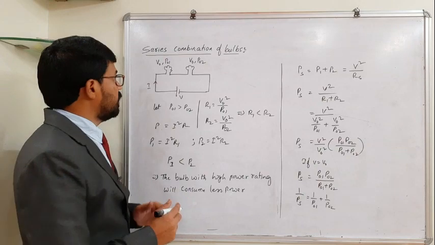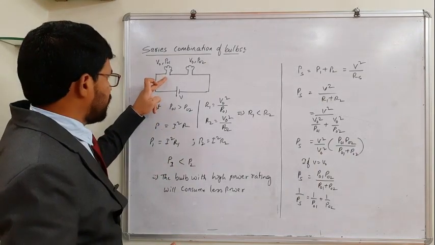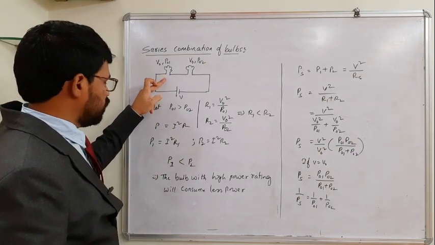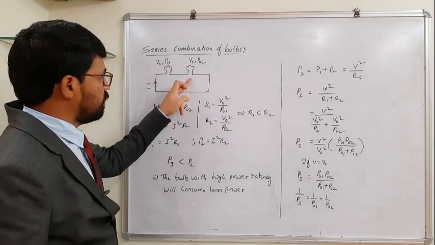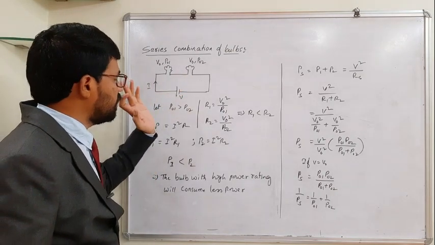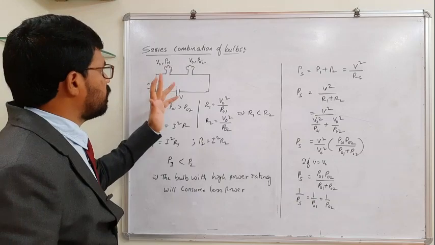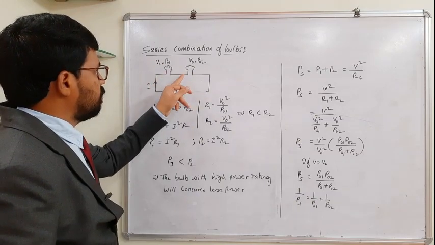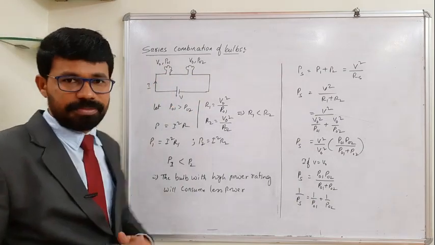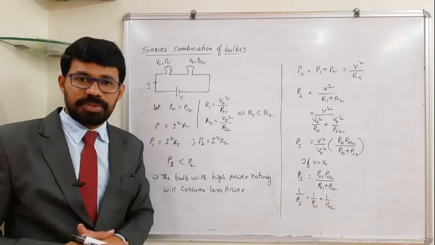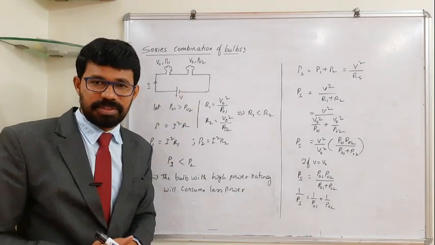What happens if, let us say, this one has more power rating but is consuming less power, and this one has less power rating but is consuming more power? What happens if the applied potential across this bulb exceeds V0? This bulb gets fused, the filament breaks. Then what happens?